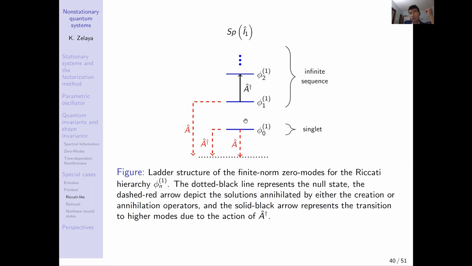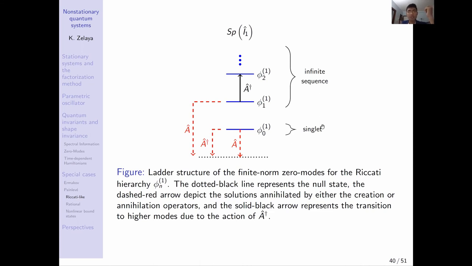And these two eigenvalues cannot be related. That's why we call this a singlet. Because if we apply the creation operator over this eigenfunction, we annihilate the solution. And if we use A as well, we annihilate the solution. So that's why this is isolated from the rest of the spectrum, and that's why we call this specific solution a singlet. So it's a singlet and an infinite sequence.